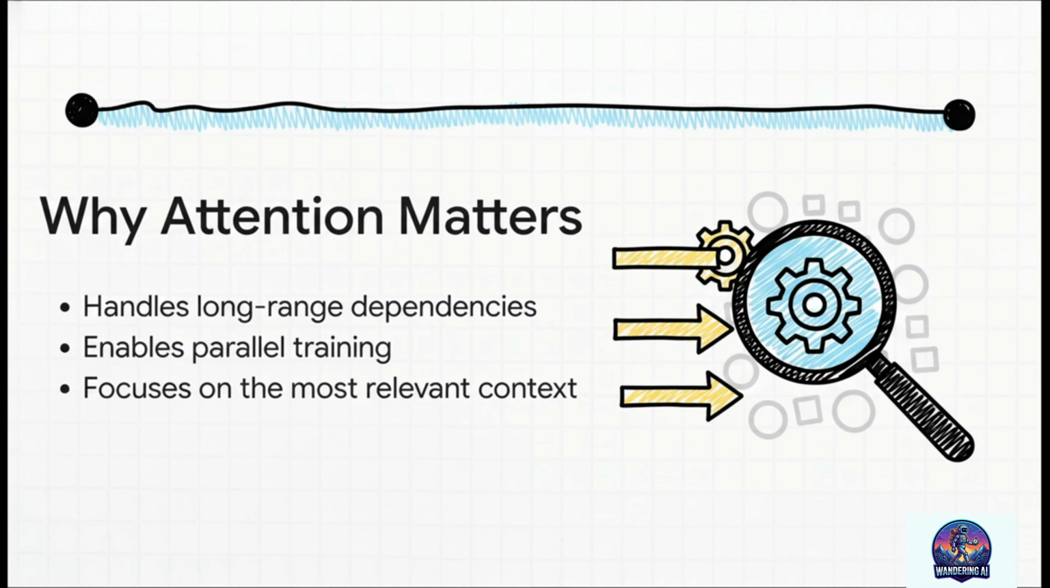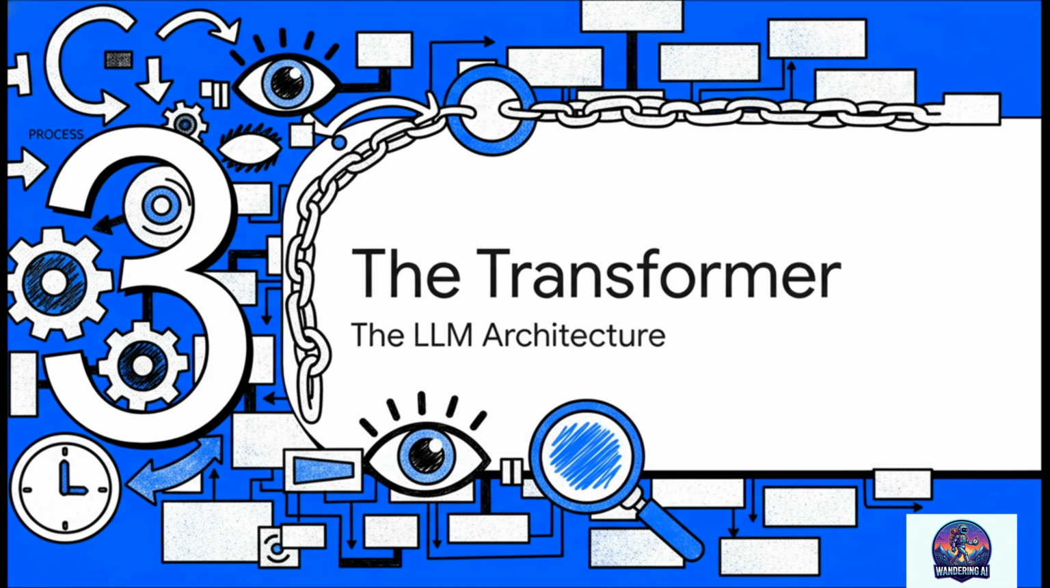Okay, so we've got a process for generating words one by one. That's autoregression. And we've got a mechanism for focusing on what's important. That's attention. But what holds this all together? What's the container? That's our third and final piece, the transformer.